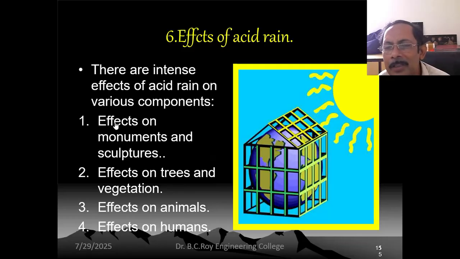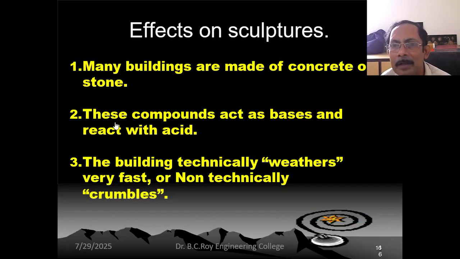Now effects on trees and vegetation are also there. The vegetable growth is hindered, the crop field becomes barren, and the productivity is lost. Effects on animals: animals are getting disease. Effects on humans: there is skin irritation, there can be scalp irritation, there can be an itching tendency because of this acidic rainfall.